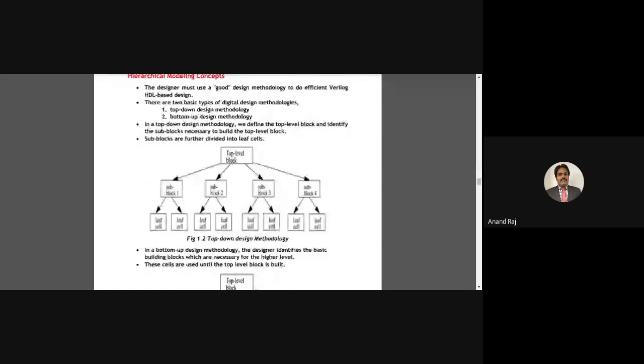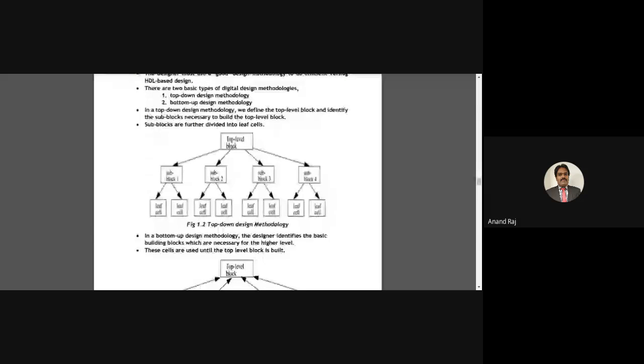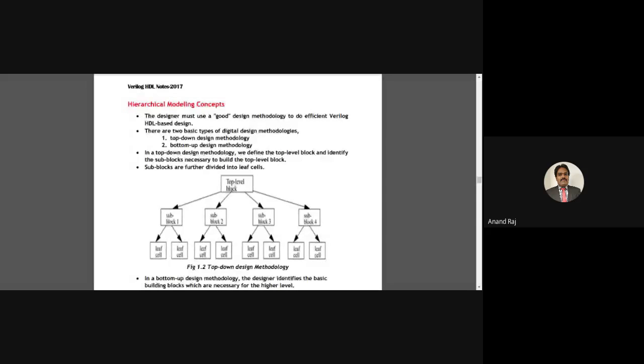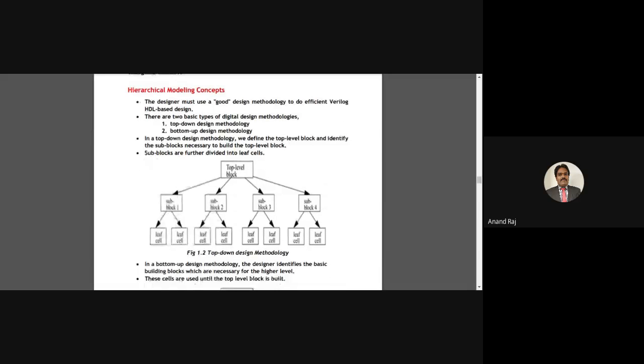The next topic is hierarchical modeling. In hierarchical modeling there are two types: top-down design methodology and bottom-up design methodology. Top-down means first we write the top level block, then we write the sub-blocks. Sub-blocks are again classified into leaf cells. You can see the arrow marks here, all from top to bottom. With an example, we'll try to see this.